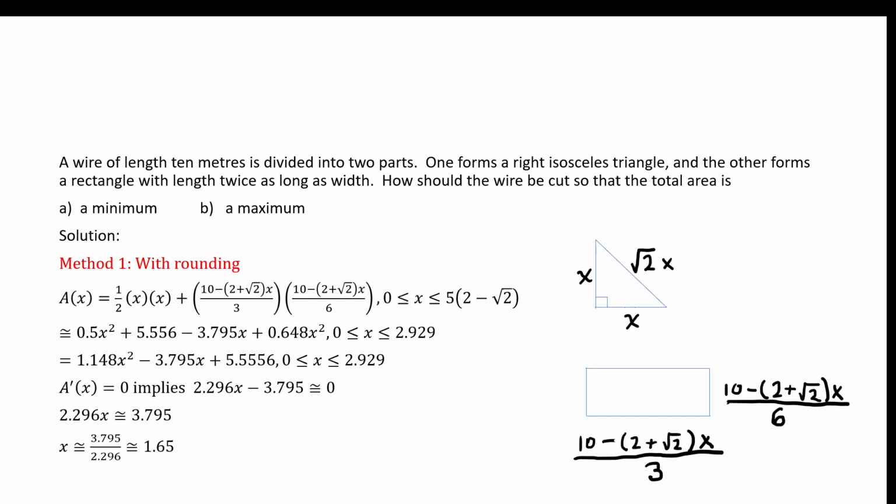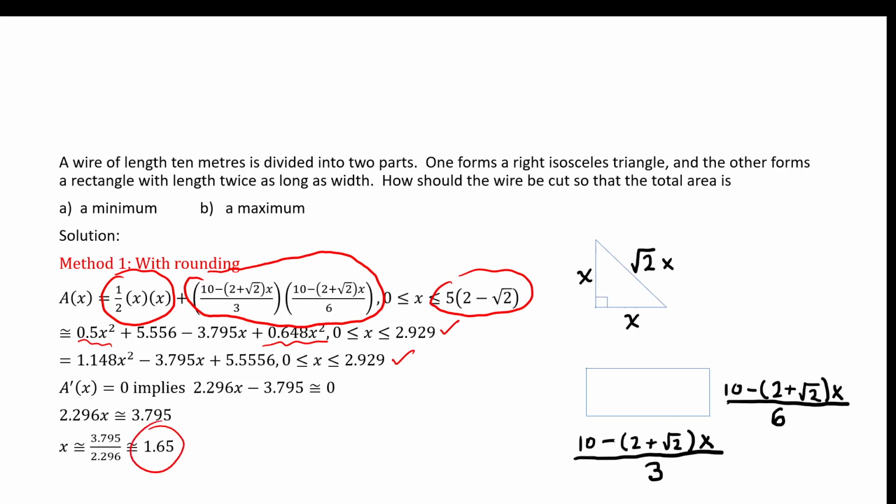If we're allowed to do a little bit of rounding, then this part here becomes 0.5x squared. This part here, we end up with 5.556 minus 3.795x plus 0.648x squared. Collecting up our like terms, because we have a couple like terms here and here, and by the way, 5 times 2 minus root 2 is roughly 2.929. So collecting up our like terms, we would get this expression right here. Determining the derivative and setting it equal to 0 would mean x is roughly 1.65.